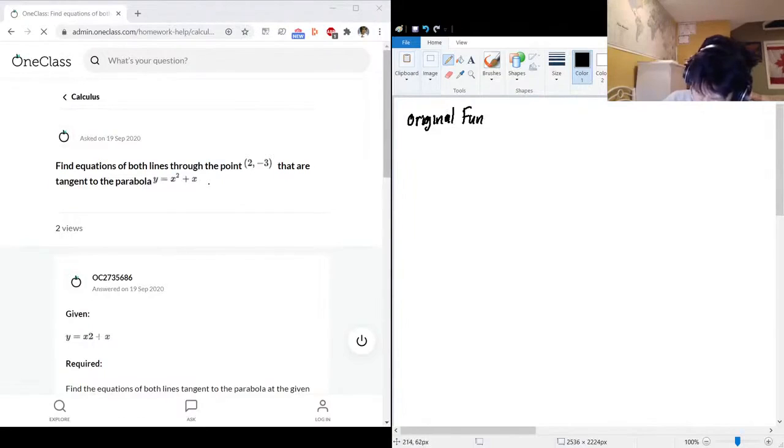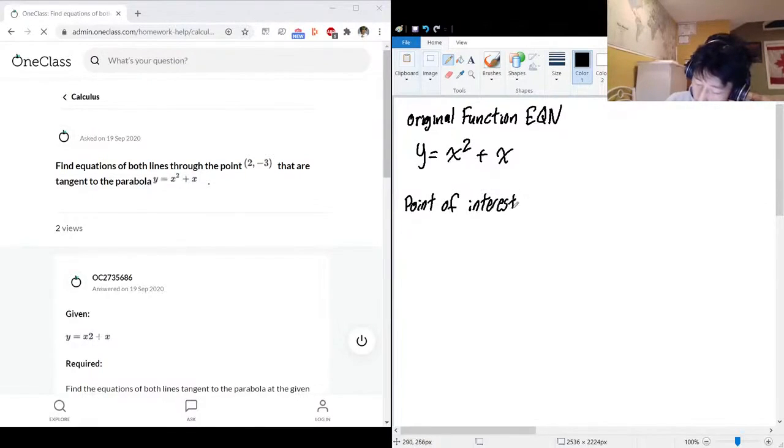The original function equation is y equals x squared plus x. And the point of interest, let's call that P, is at (2, -3). So that's the x value and that's the y value. We're going to be dealing with rectangular coordinates here.